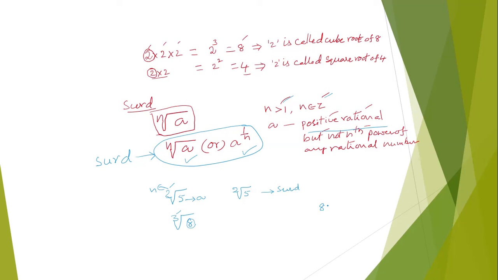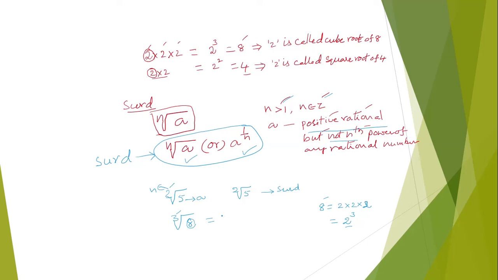Here 8 is written as 2 into 2 into 2. That means 8 is 2 cube. That means 8 is the third power of 2. But what is our condition here? But not an nth power. But here the 8 is a third power of 2. So it does not satisfy the second condition.